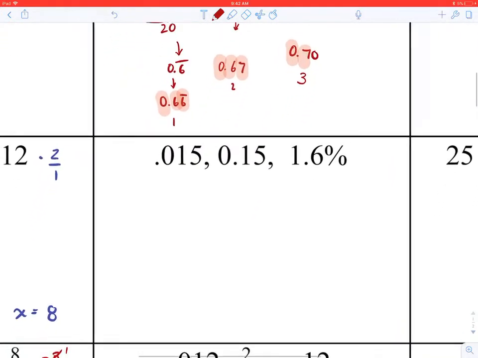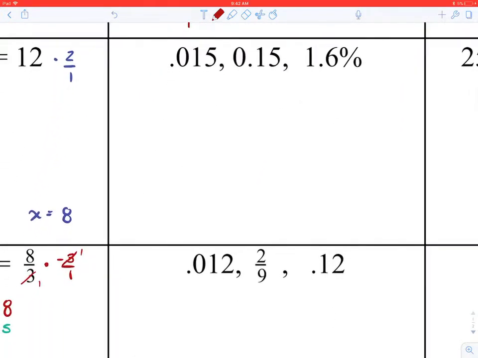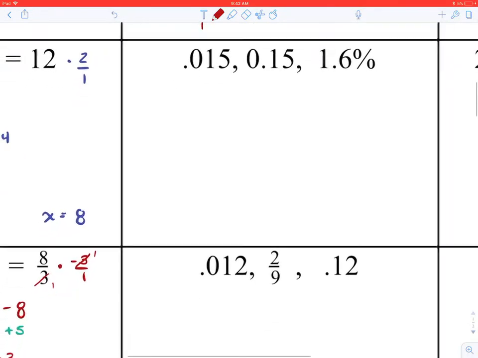Let's try another one. And then if you are able to knock this out on your own, you don't have to watch the entire video.